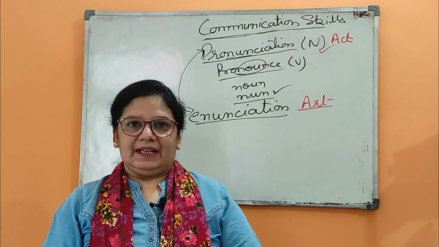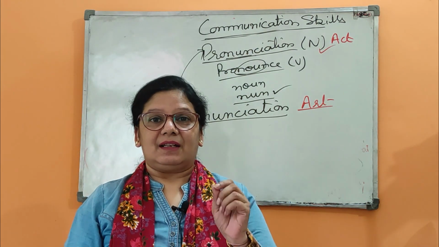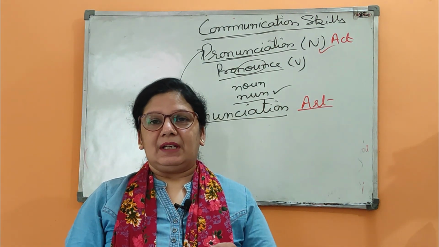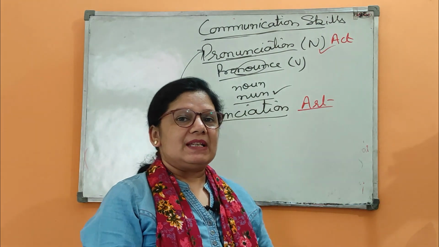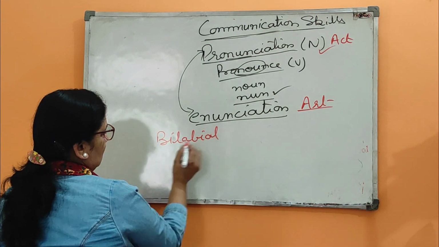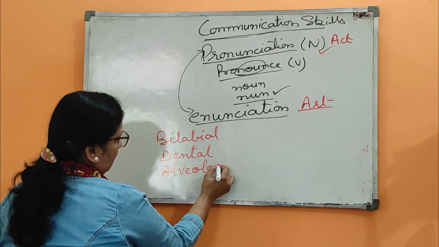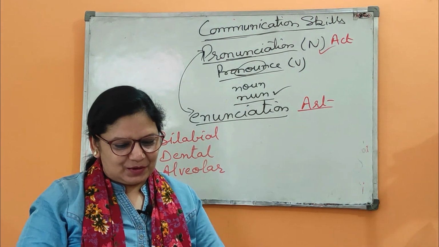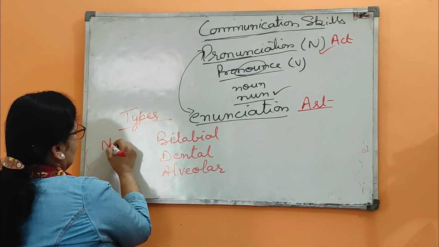We are concerned with the different letters, the alphabet A to Z. So we use different sounds pronouncing different letters. Some terms are related to it, like we may say we pronounce letters in bilabial tone or dental or alveolar. You must be guessing what is bilabial, dental, alveolar. These all are types of pronouncing, types of making sound.